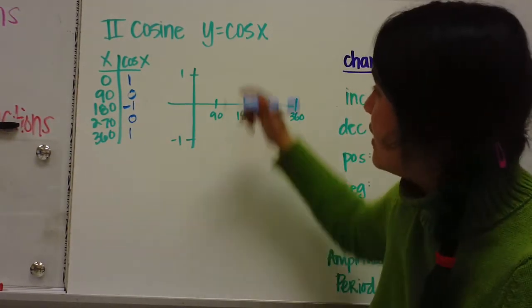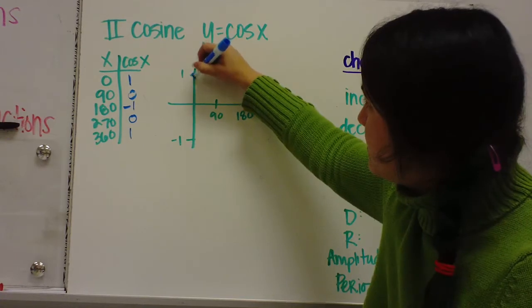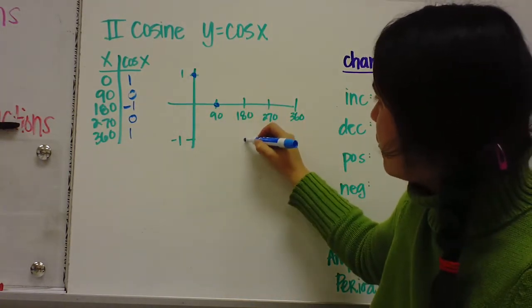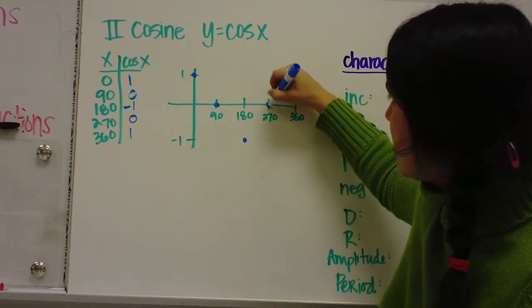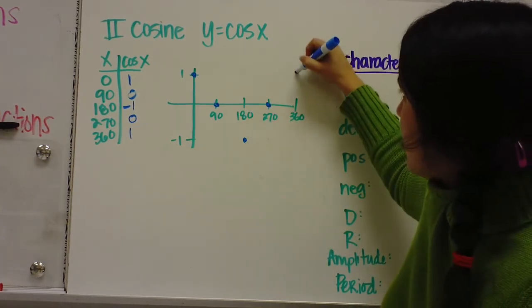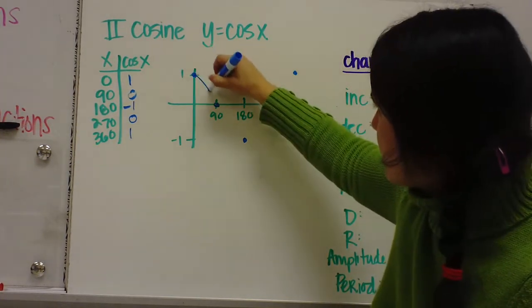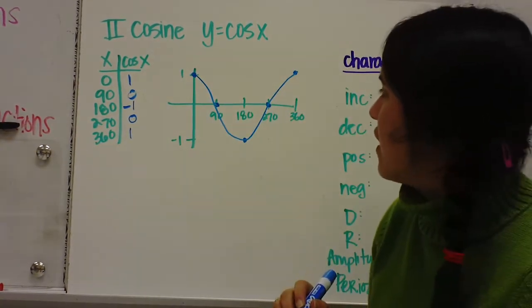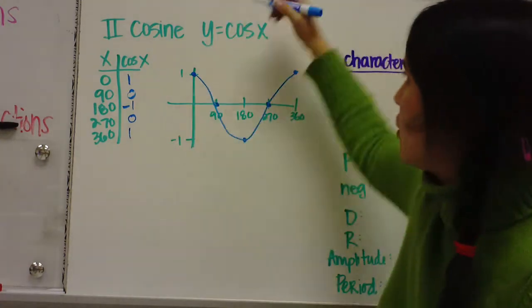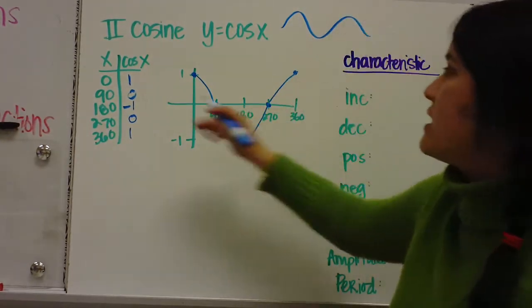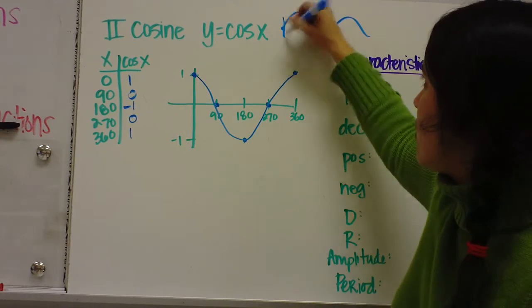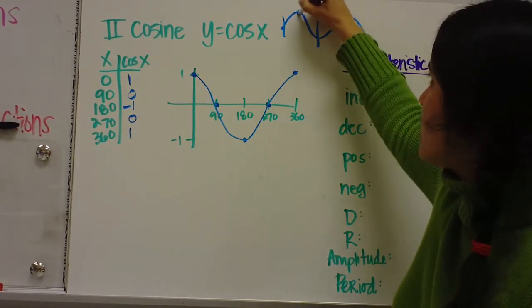Now when I plot that: 0, 1, 90, 0, 180, negative 1, 270, 0, and 360, 1. So I'm curving down, up, there we go. So it still has that curve, but it's in a different point. Instead of seeing from here to here, we're seeing from top to top.